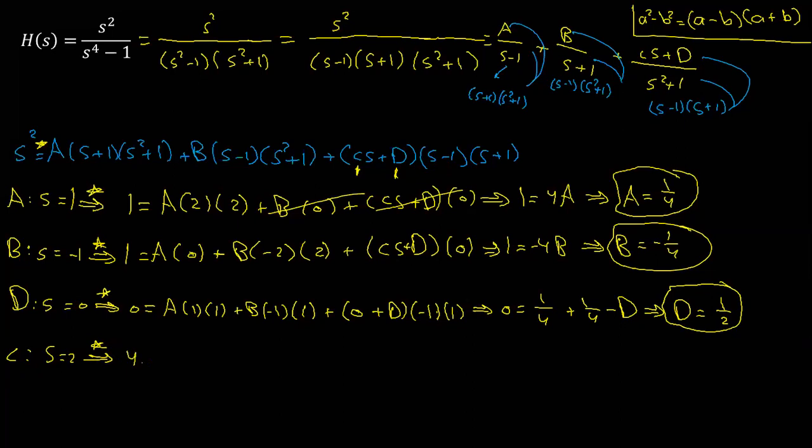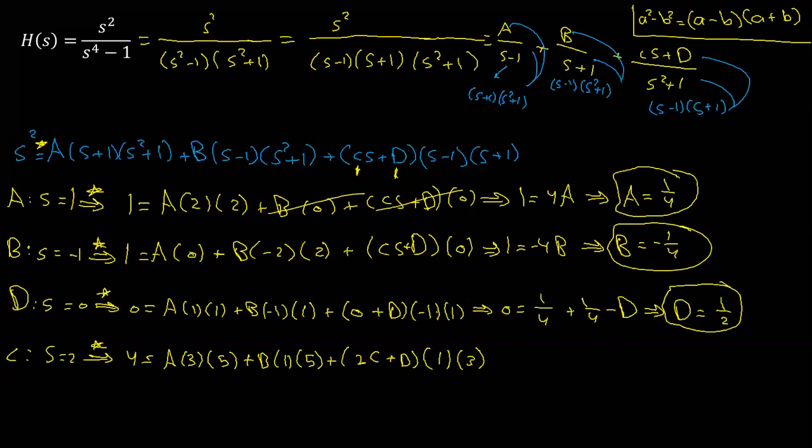So 4 equal, in star, 2 squared, 4 equal A times 3 times 5, plus B times 1 times 5, which is 2 squared plus 1, plus 2C instead of s, plus the D times 2 minus 1, which is 1, times 3.